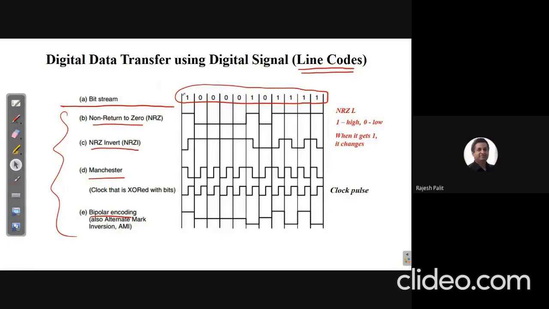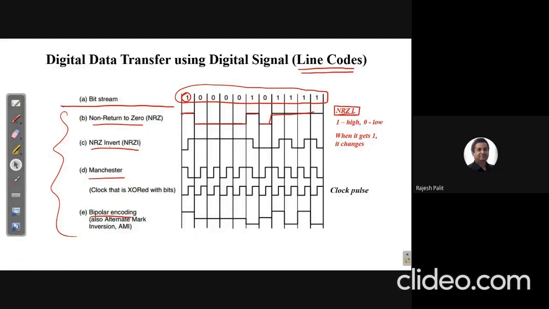So we want to send 1, so the level is high. Now when we want to send 0, the level is 0. For 1 it is 1, for 0 it is 0, for 1 it is 1. So very simple. Sometimes it is known as NRZ-L. The second one is NRZ invert.